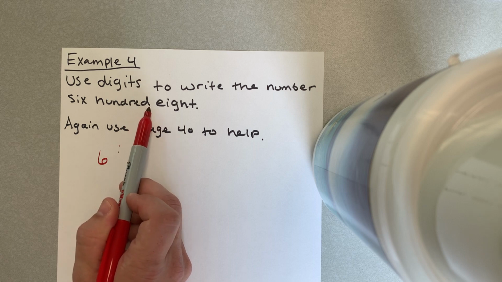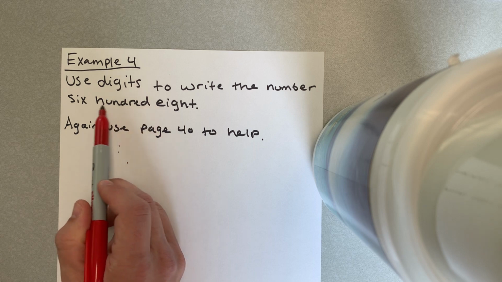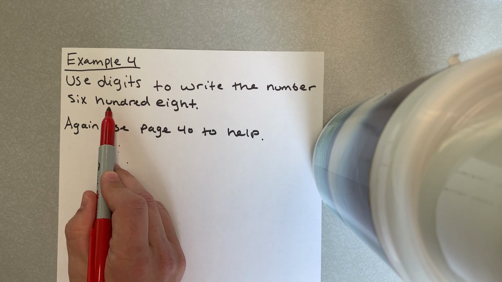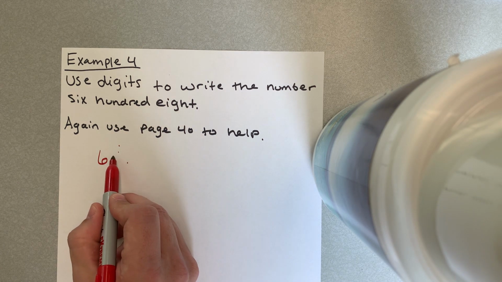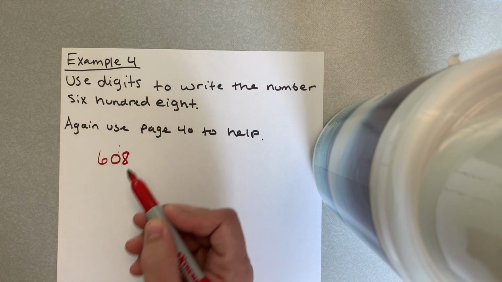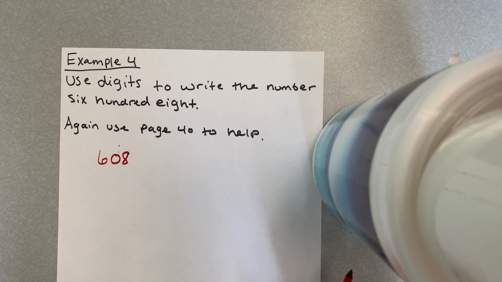Okay? And I noticed I don't have anything in my tens. It's not saying 628. I just have 608. So 600, nothing in my tens, 8. So this is how we would write the digits, 608.